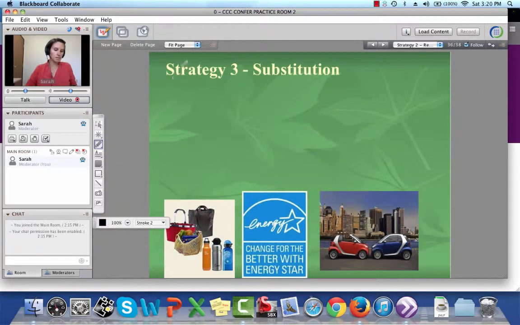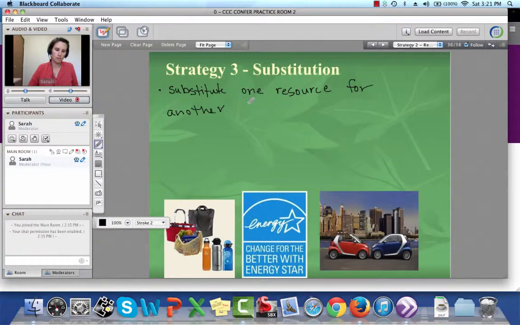Number 3 is substitution. And in substitution, it's exactly as it sounds. You substitute one resource for another because it's better for the environment. Okay, so for example, canvas shopping bags. Hopefully by now most of you use canvas bags when you go grocery shopping and not plastic bags.